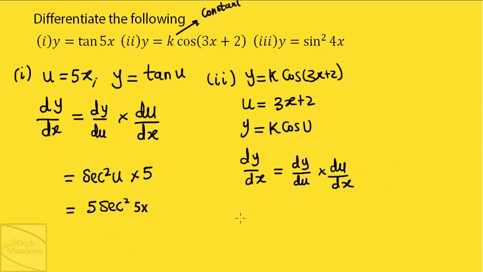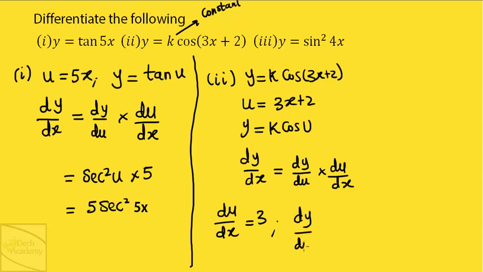So what is du dx in this case? Du dx is equal to 3, the derivative of this expression, and dy du is equal to the derivative of k cos u, which is minus k sine u, and I'll explain how shortly. So let's assume, what I want to do now is just make it easy for you to understand how this was differentiated.